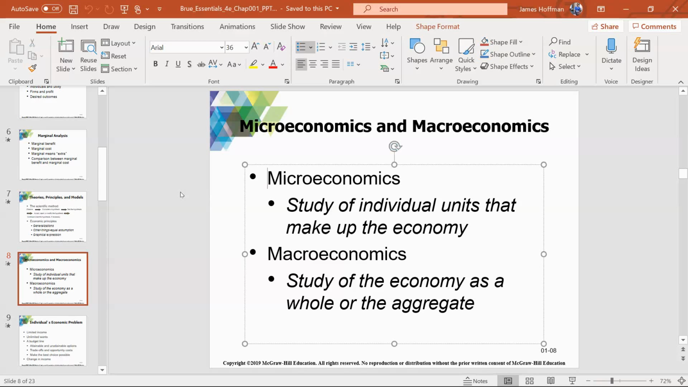But microeconomics is the study of individual units that make up the economy. Micro is looking at individual decisions, household decisions, business decisions. If it's an individual firm or decision maker, that's a microeconomic decision.